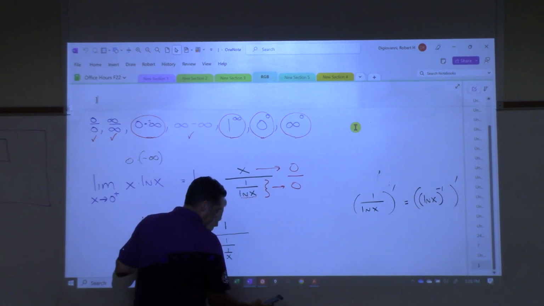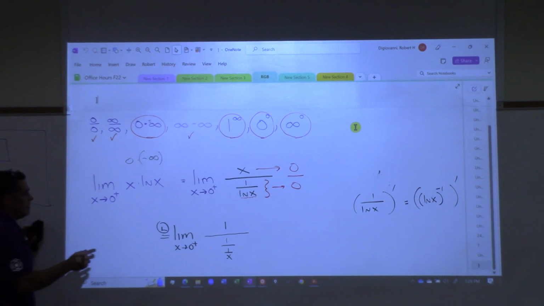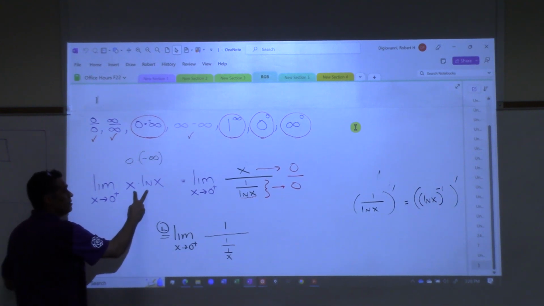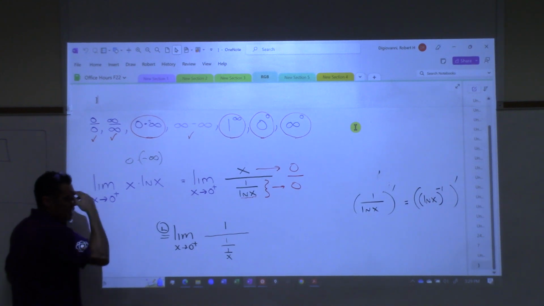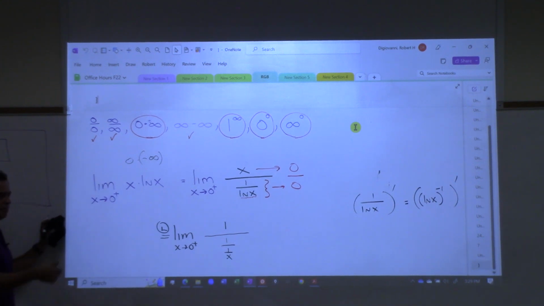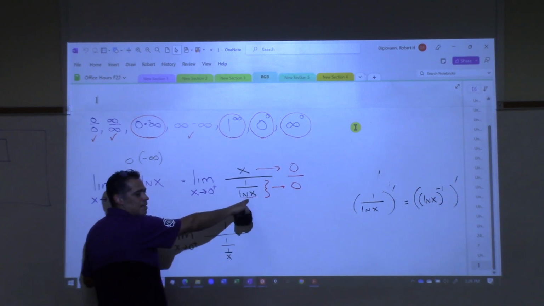Do you know a trick to know which one is better to use, or is it easy? Do I know a trick? I just think about it. Here, I think about what would I rather see in the denominator? Would I rather see a 1 over x or a 1 over natural log? Well, 1 over x, I know that derivative, right? I know it because my professor told me once to remember what the derivative of 1 over x was. But 1 over natural log is just a little more involved. I'm not saying this can't be done. I'm just saying this is not as nice.